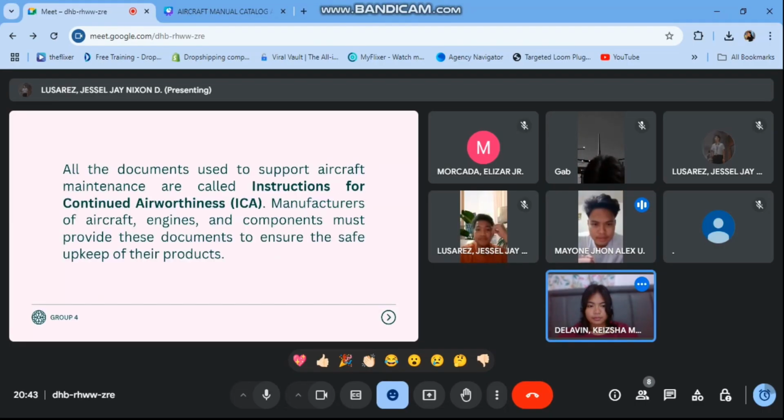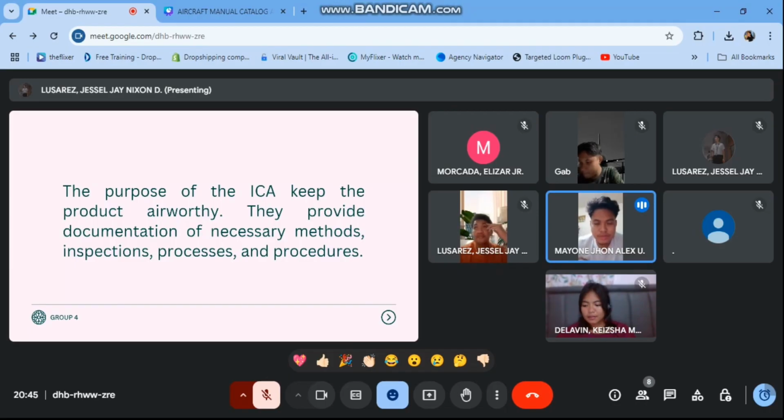All the documents used to support aircraft maintenance are called ICA, or Instructions for Continued Airworthiness. Manufacturers of aircraft, engines, and components must provide these documents to ensure the safe upkeep of their products. The purpose of the ICA is to keep the product airworthy. They provide documentation of necessary methods, inspections, processes, and procedures.